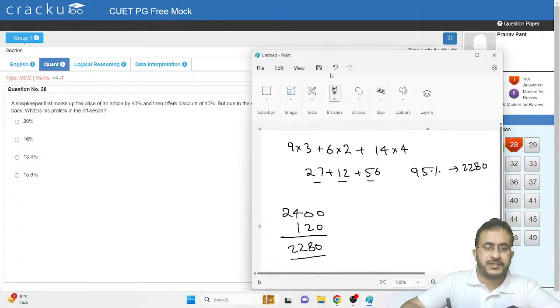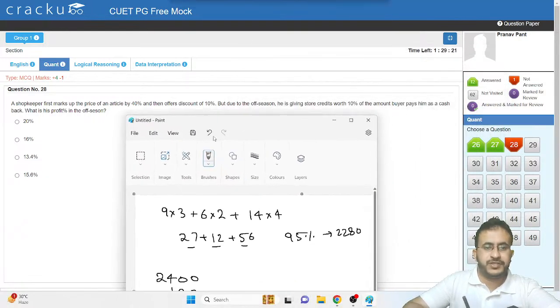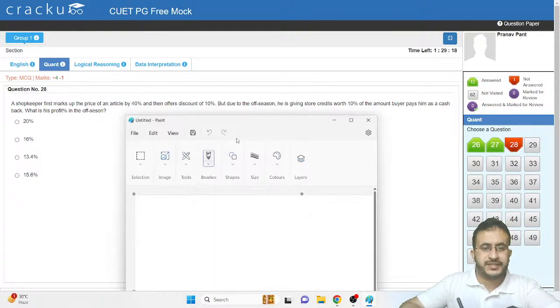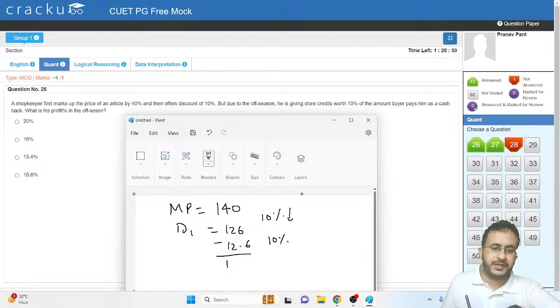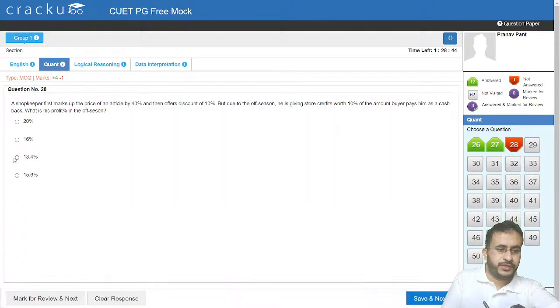A shopkeeper first marks up the price by 40% and then offers a discount of 10%. Okay, and then it says that due to the off season, he is giving store credits worth 10% of the amount the buyer pays as cashback. What is the net discount percent in the off season? So basically, he is giving two successive discounts, 10% and then 10%. Okay, so he is marking up to 140, then after discount 1 it becomes 126. Reduce 10%, then reduce another 10%, that is 12.6, and reduce this, you will get 113.4. Okay, 113.4. So net discount is 13.4%.